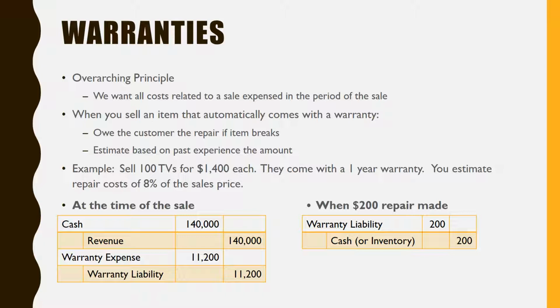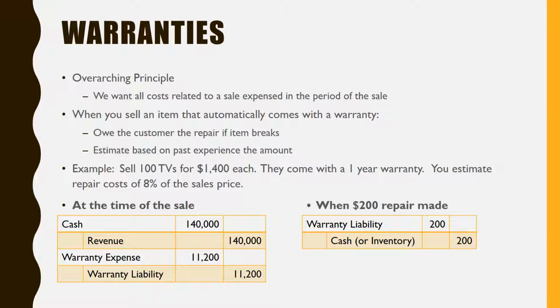When I sell an item that automatically comes with a warranty, so I have that car that comes with my 3-year 36,000-mile warranty, the customer can't opt out of that. They can't get a discount if they don't take the warranty. Everybody gets the warranty when they buy the item. Then the company owes the customer that repair if it should break. And so FASB says that's a liability because we owe the people that service because we made the sale today. We get to estimate that based on our past experience.